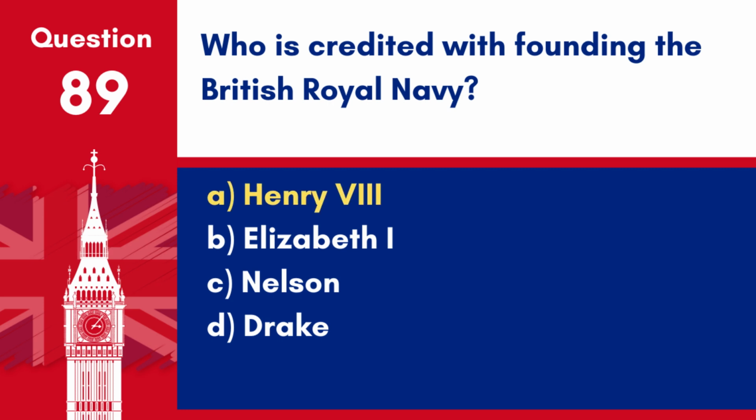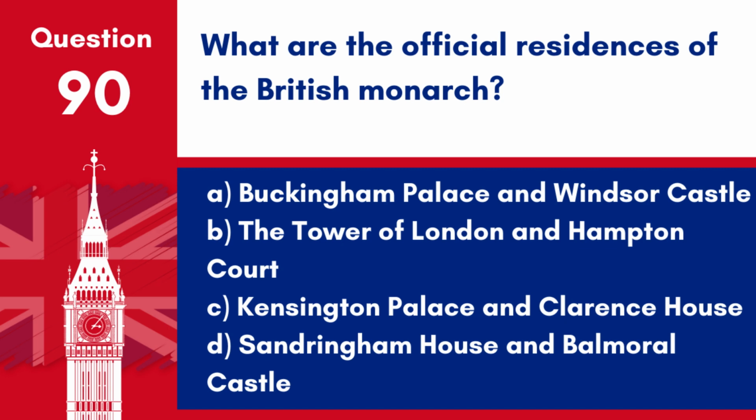Answer A. Henry VIII. King Henry VIII is often credited with founding the Royal Navy, significantly expanding and organizing England's naval forces. Question 90. What are the official residences of the British monarch? A. Buckingham Palace and Windsor Castle. B. The Tower of London and Hampton Court. C. Kensington Palace and Clarence House. D. Sandringham House and Balmoral Castle.